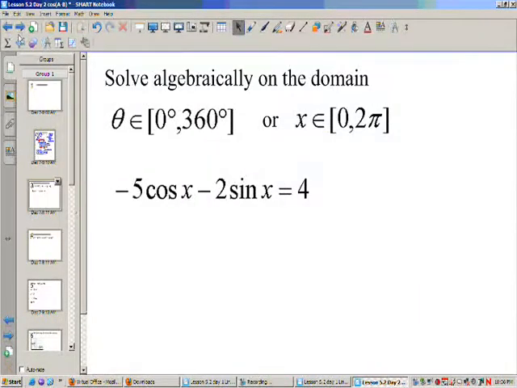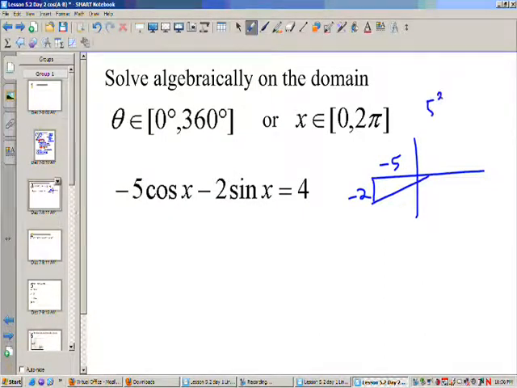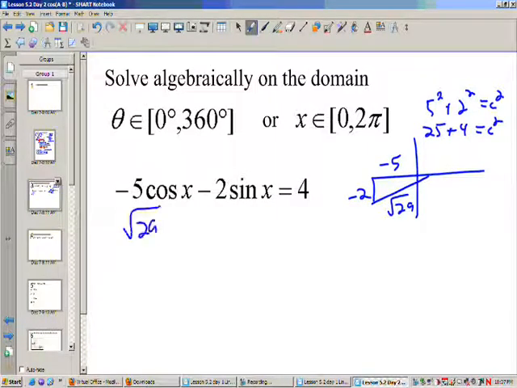Alright, here's another one. Try it on your own and see how well you do. Alright, if I do this, I go 5 to the left, 2 down, and so I have 5 squared plus 2 squared is equal to c squared, so 25 plus 4. So that's going to be the square root of 29. So I have the square root of 29 cosine x minus blank equals 4.